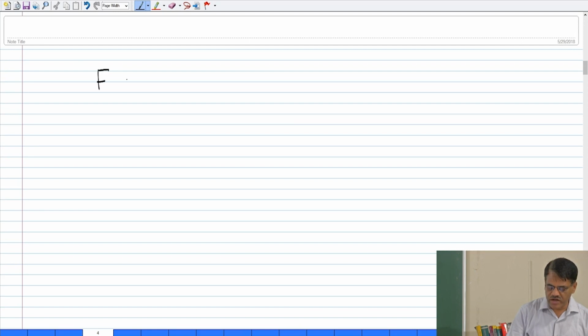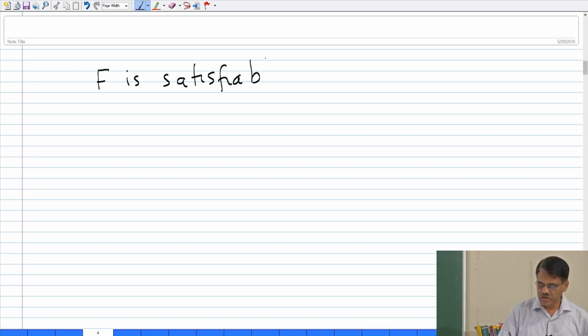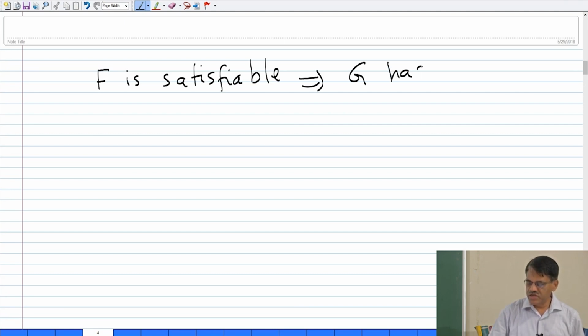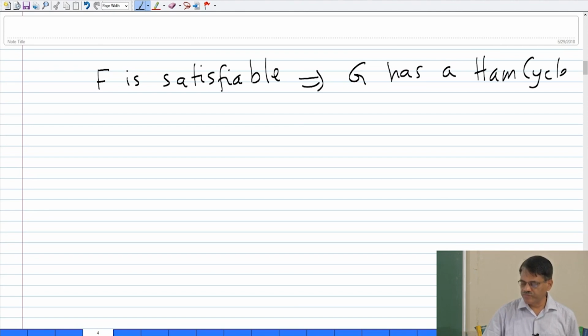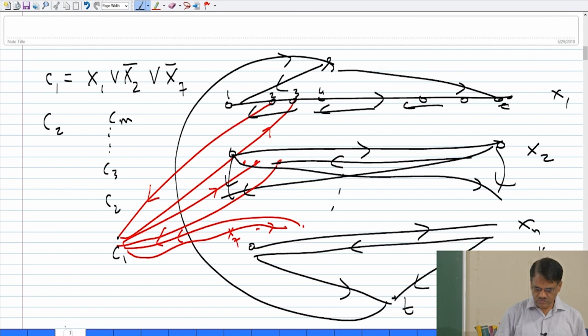So I want to show that f is satisfiable implies G has a Hamiltonian cycle, right? Directed Hamiltonian cycle. Okay. Without the CIs, we know that this graph has a Hamiltonian cycle. In fact, lots of Hamiltonian cycles. So it's just the CIs which we want to make sure that you will be able to take them and visit them, right?